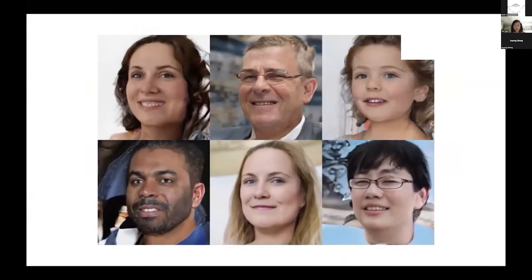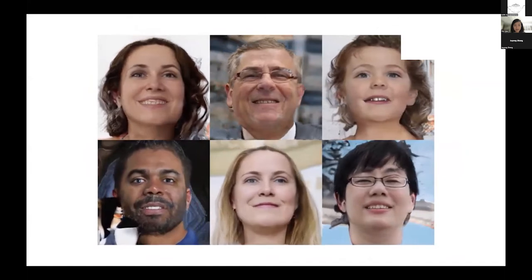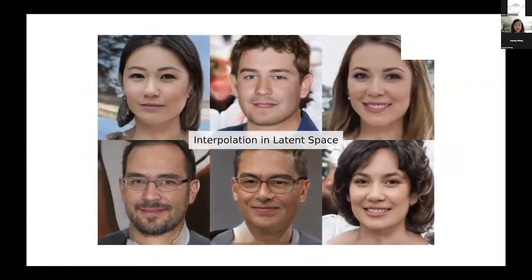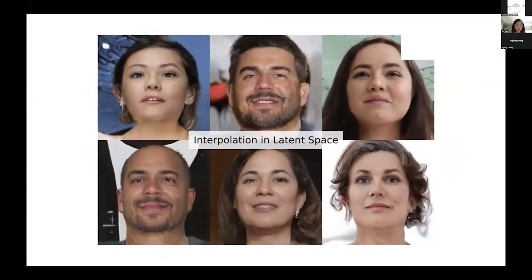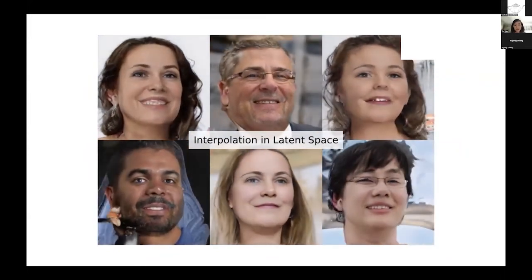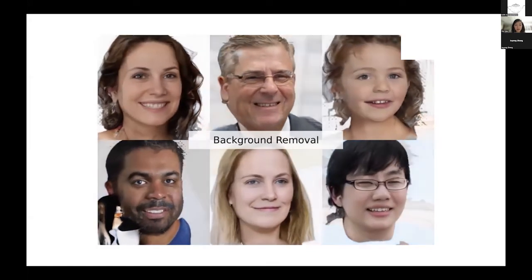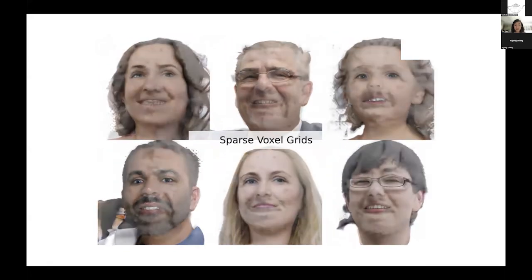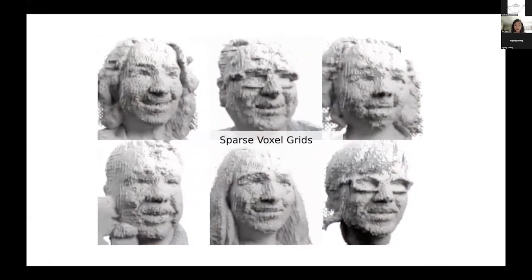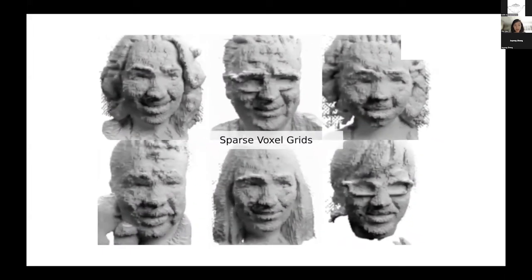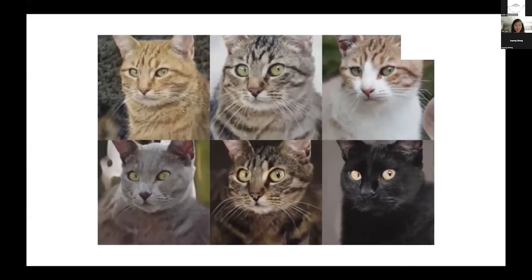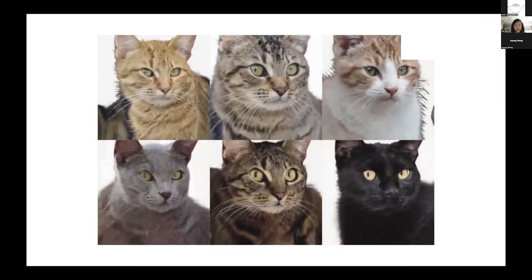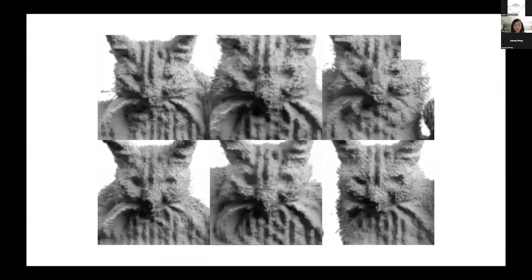Here we show some more results. We show the interpolation in the latent space. As our method is able to disentangle the foreground and the background, we also show results of background removal. As we can see, the method can automatically disentangle the foreground and background without any explicit supervision. We also illustrate the sparse voxel grids. We also show results on cats, as well as the underlying geometry.